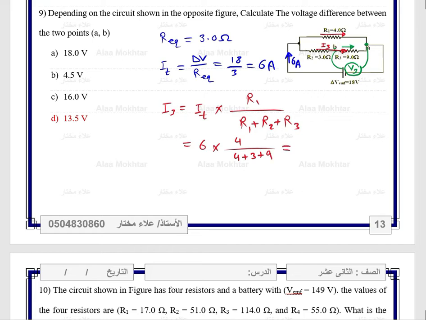The answer will be 1.5 ampere, so V3, the voltage between points A and B, equal I3 times R3, equal 1.5 times 9. The answer will be 13.5 volts.